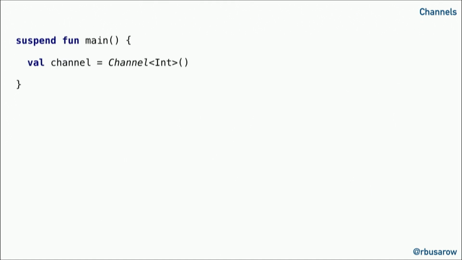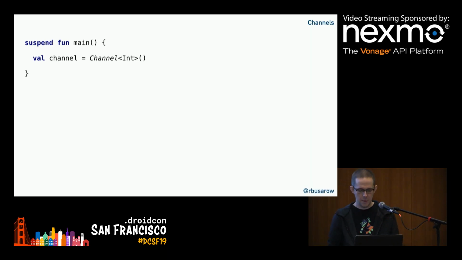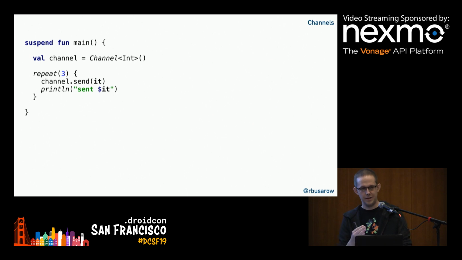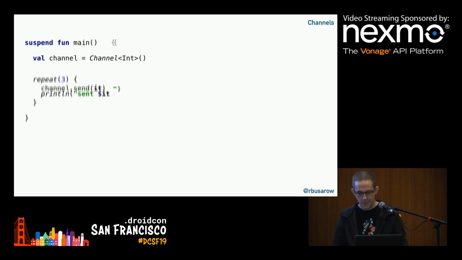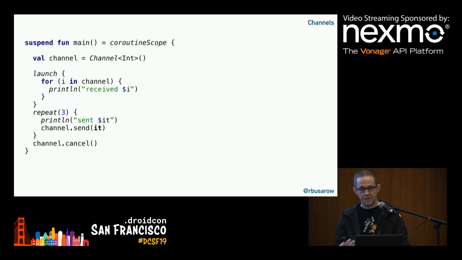So let's look at how this works. Let's just create a vanilla channel of integers and start sending to it by using a regular repeat 3 for loop and sending each value into the channel. Now, if we want to receive this, remember that we need to have two different coroutines. So we need to launch. And in order to do that, we're going to use coroutine scope.